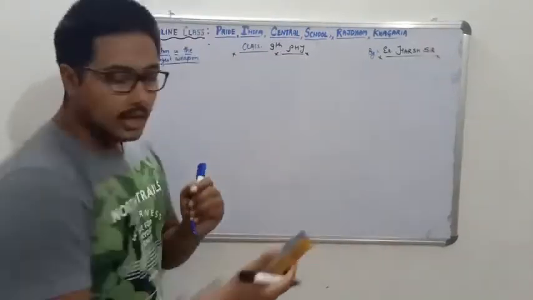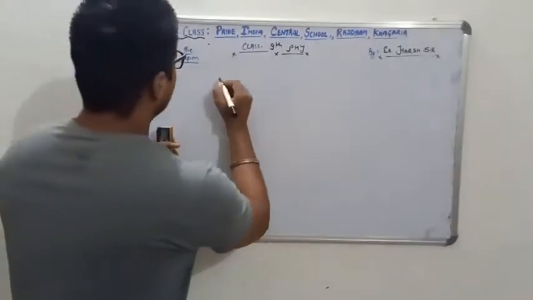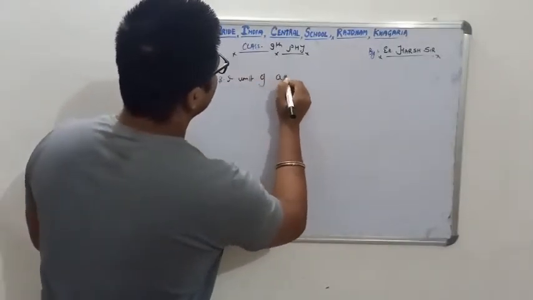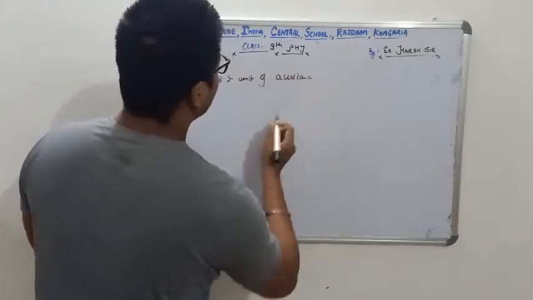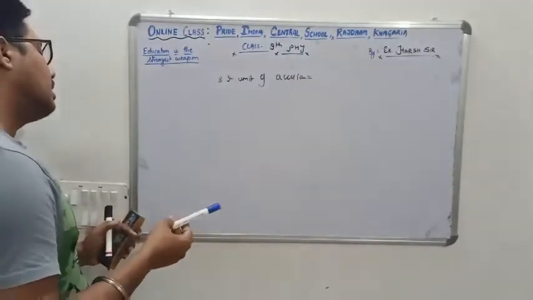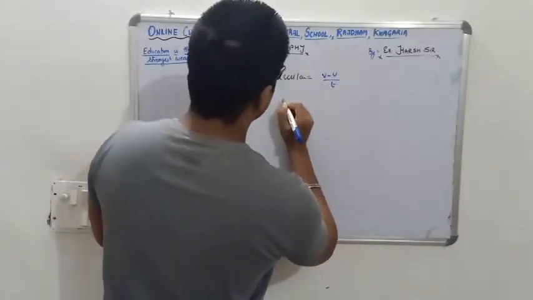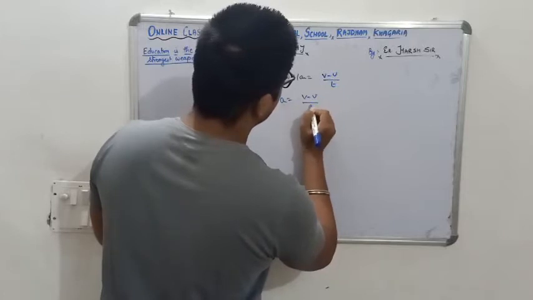So now we'll learn about the SI unit of acceleration. What will be the SI unit of acceleration? If you look at the formula, what is this? This is V minus U divided by T. As we have seen, this is V minus U divided by T.